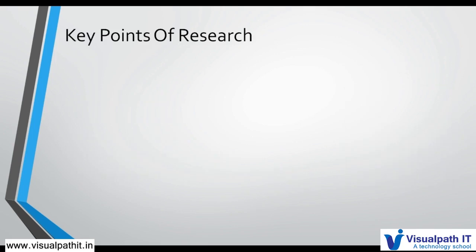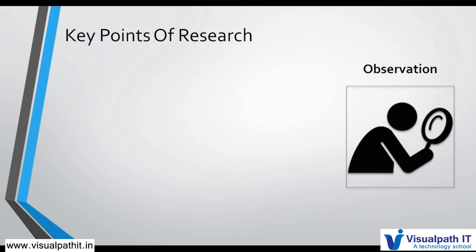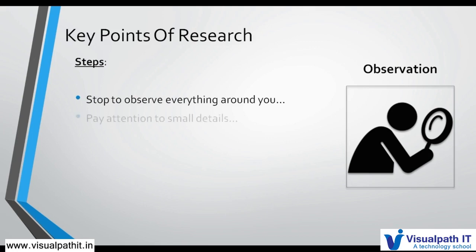Then moving next, observation. For observation, the steps include: stop to observe everything around you. Take a few moments every day and just pause. Then pay attention to small details. Often people only notice the large objects that surround them. Third, stay in the present moment.